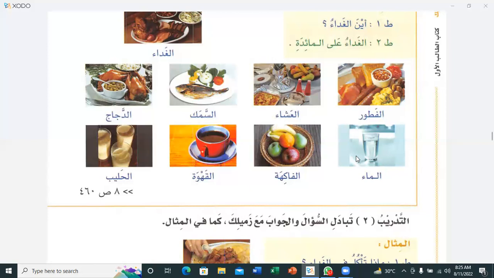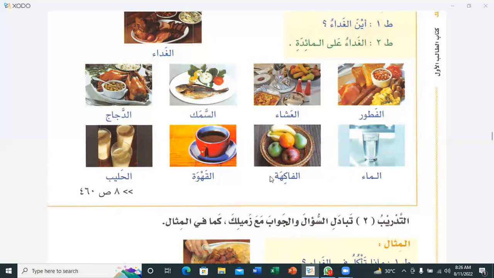Much better, but the right answer is ashrabu samaniya akwabin minal ma'i yawmiyan. Ashrabu samaniya akwabin minal ma'i yawmiyan. Minal ma'i, dear. Minal ma'i yawmiyan. Okay. So Karima, you repeat your question in Arabic and Sabina answers her. Kam tashrabin al-ma'a yawmiyan. Good. Ashrabu samaniya akwabin min al-ma'i yawmiyan.